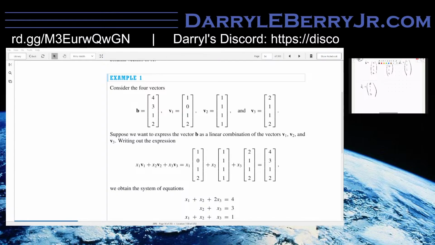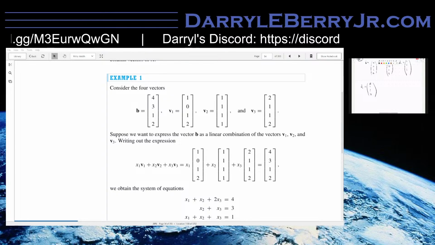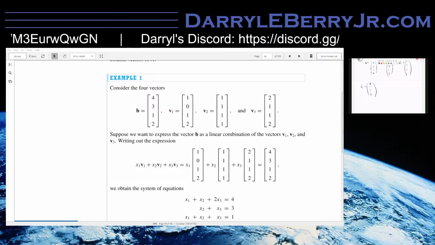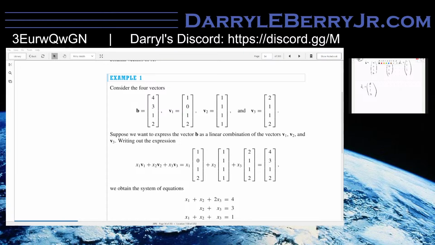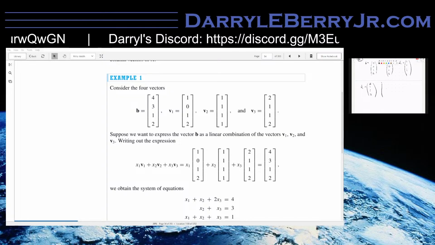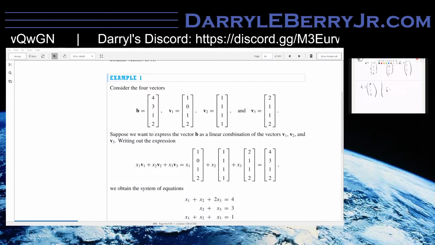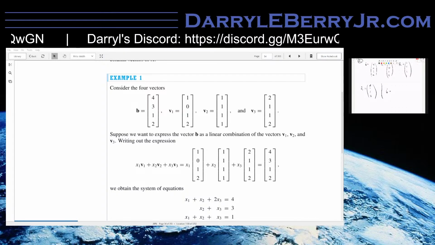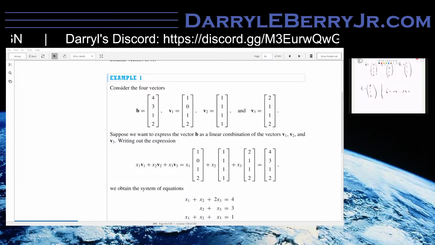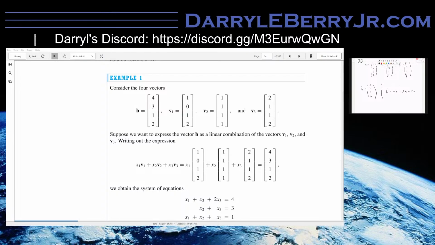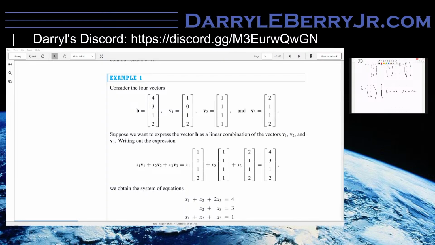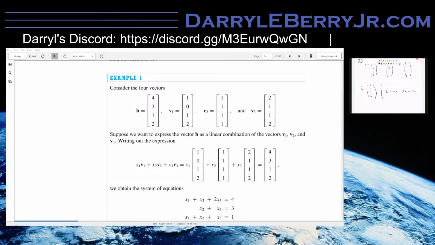And it says we want to express the vector B as a linear combination, oh, I see, of vectors V1, V2, and V3. Okay, I see what they're getting at. So it's saying B equals, let's say, alpha V1 plus beta V2 plus gamma V3. We want to see if we can write B as a combination of those with certain scalars that make it correct.